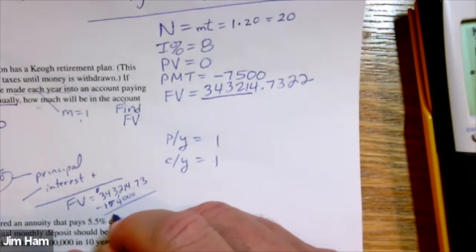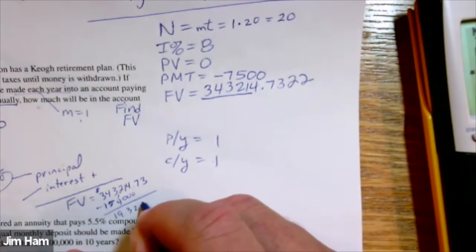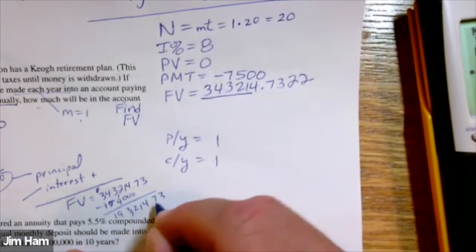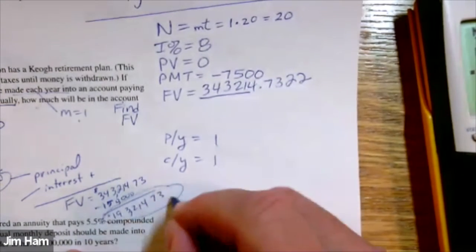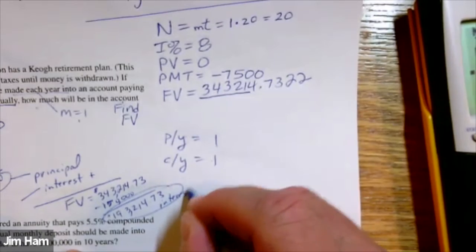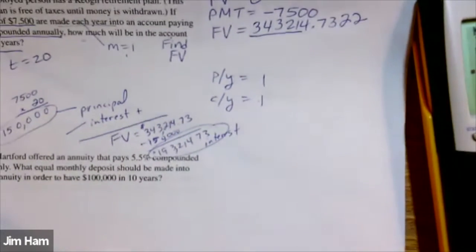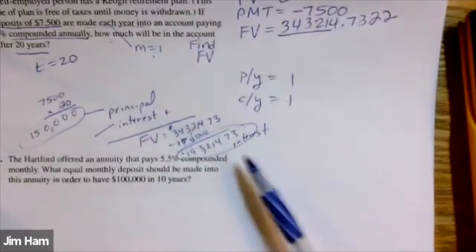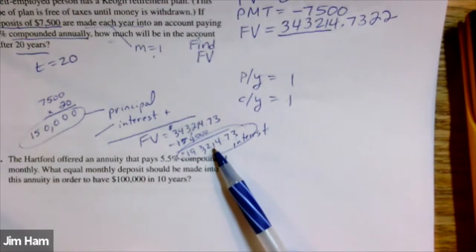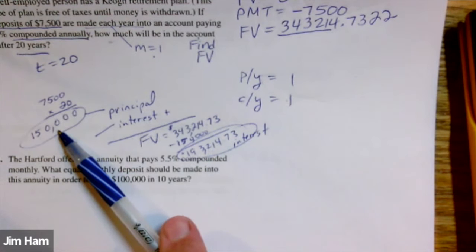All right, so all of this is interest. You earned more interest, or whoever did this investing, earned more interest over that 20-year period than what you actually invested. This is the way compound interest works.